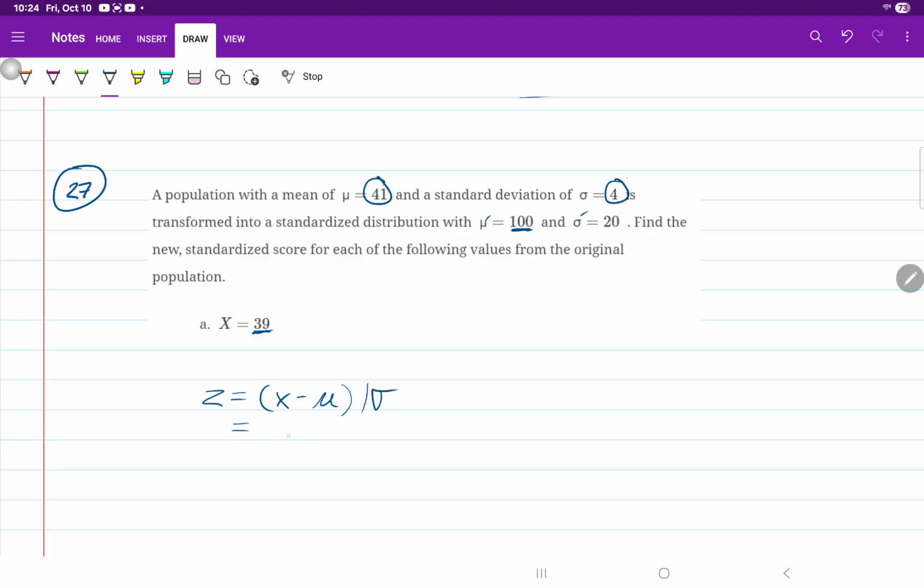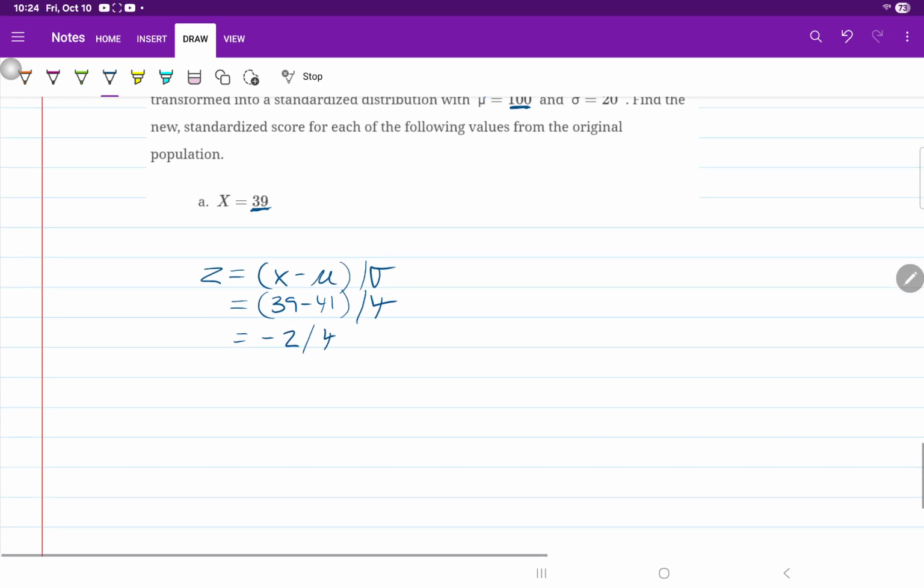So for this case, we have a score of 39 minus a mean of 41, divided by a standard deviation of 4. So this is going to give us a z-score of minus 2 over 4, and that is equal to negative 0.5. So now we have to do that transformation.